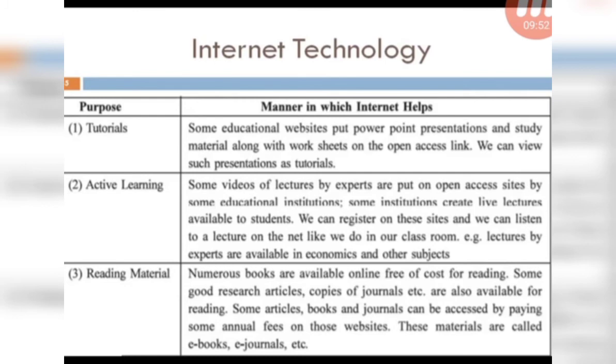Then reading materials are also available on the internet, that is, numerous books are available online free of cost for reading. Some are free, some are articles, and copies of journals are also available for reading, but for some you need to pay a price, that is, annual fees for some of the articles and books on a particular website. So these materials are called e-books, or e-journals. They can be available for free, or some are paid, and then you need to pay for the whole year, then you can use those articles and read them. So these are the first three, then three more are there.